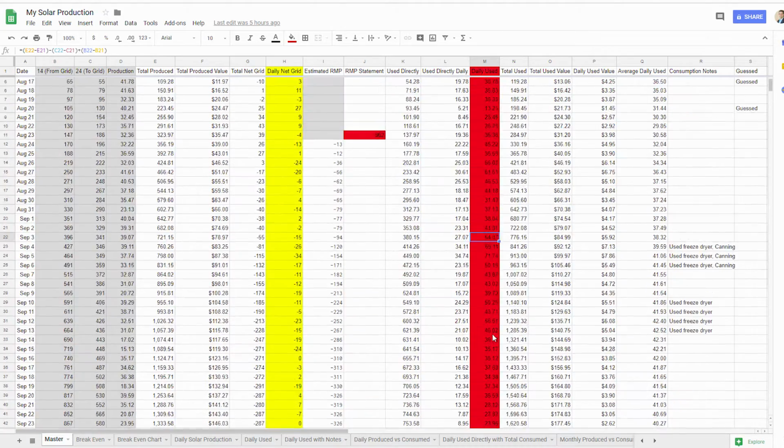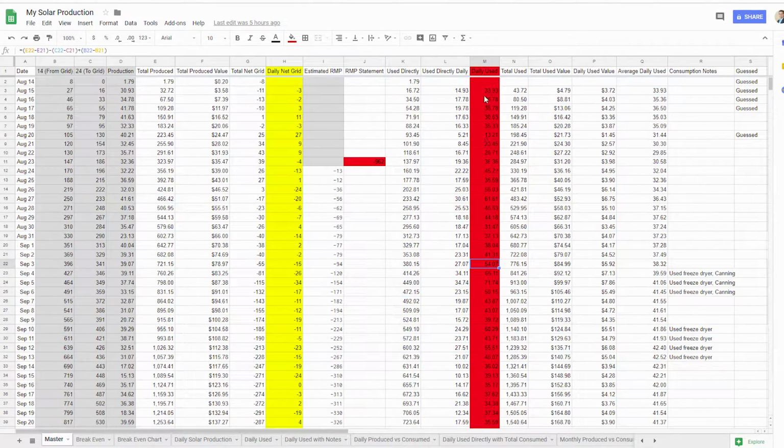Oh, I haven't gotten to that column yet. So this next column is the daily used column. So this is calculating how much energy I actually used total that day for my whole home, whether it be from the grid or from solar. And you can see here there was a day that we hit 71. That's my second highest day. And we'll get into the charts on that.